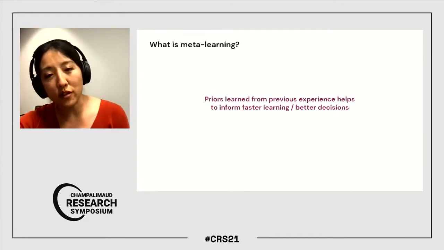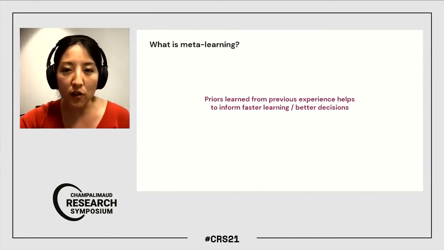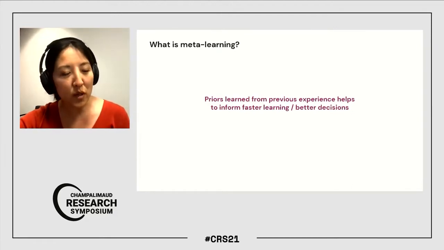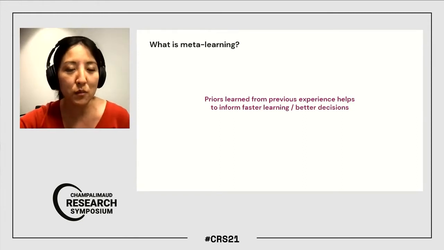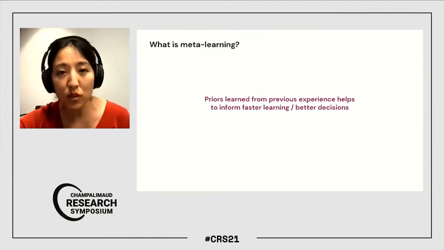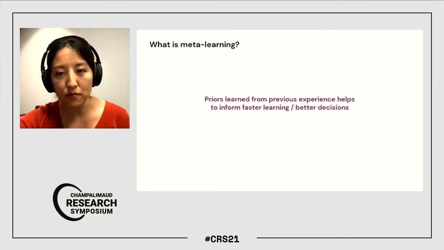Now, another term for learning to learn is meta-learning, which you might have heard. And if you have heard of meta-learning, there are a lot of definitions associated with it. So for the purpose of my talk, it's really important for me to establish what I believe it to be, which is this process whereby priors learned from previous experience help to inform faster learning and better decisions in the future.